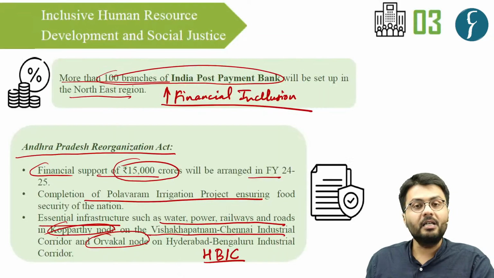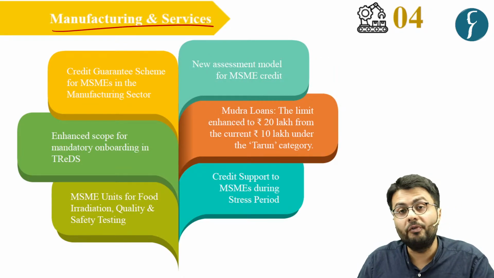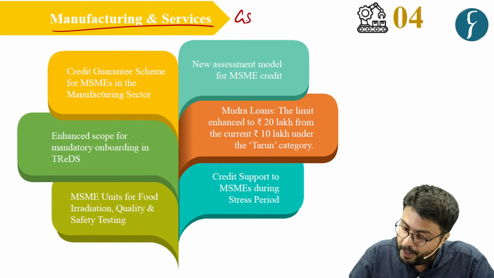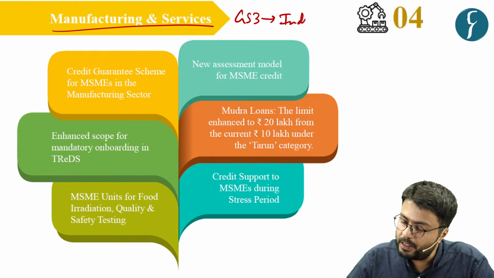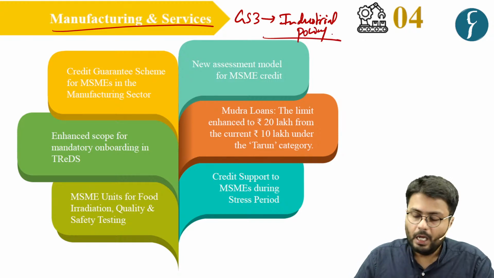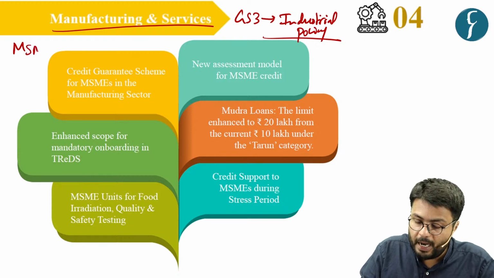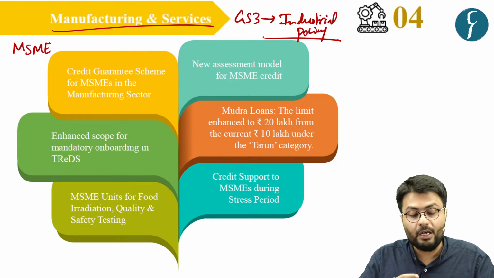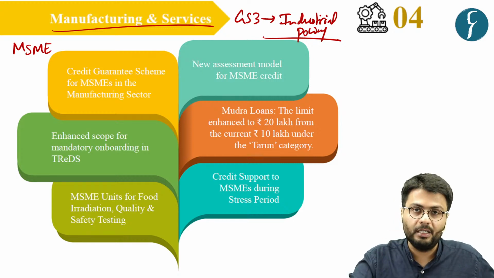Now let us discuss the fourth priority of the government, which is manufacturing and service sector. Now this development becomes important from GS paper 3 perspective because the syllabus highlighted the changes in industrial policy of the government. Now in this regard, the micro, small and medium enterprises are very crucial for the Indian economy.